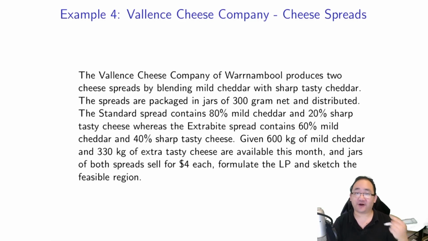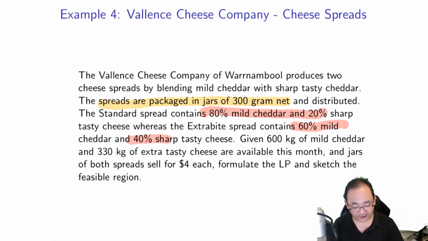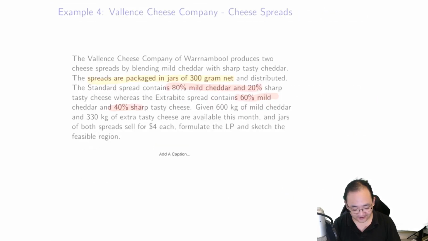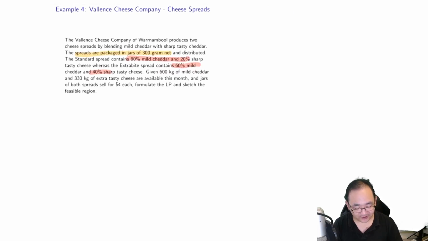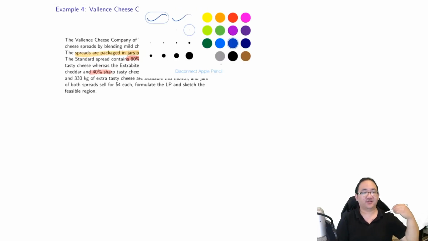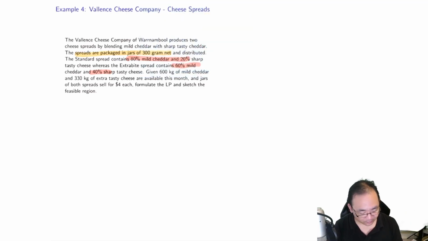So the important part to notice here is that the spreads are packaged in jars of 300-gram net, but each spread has their own relative percentage. So the standard spread contains 80% mild cheddar, 20% sharp, where the other one contains 60% mild cheddar, 40% sharp. So in terms of a bit of pre-processing, to use a data science term, we want to convert the percentages into grams. So just to do a bit of work first.